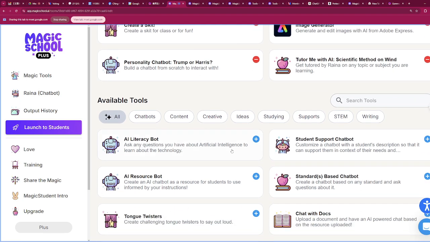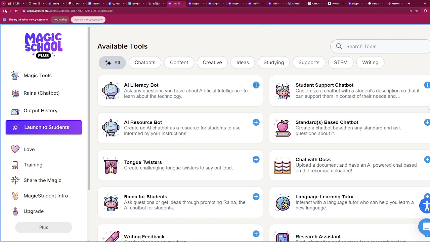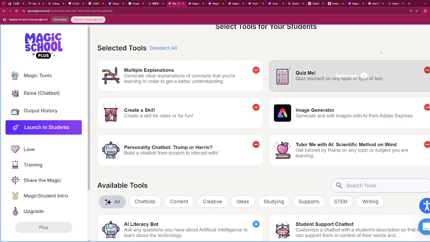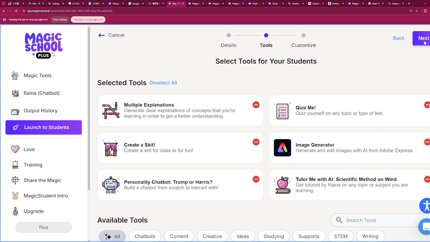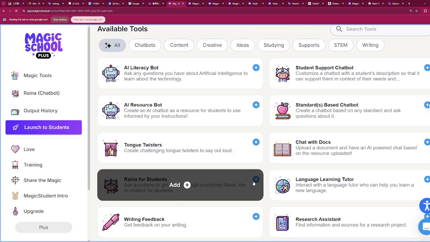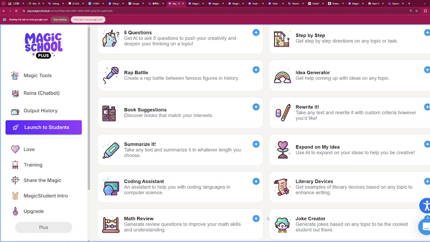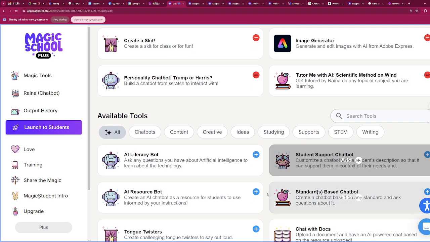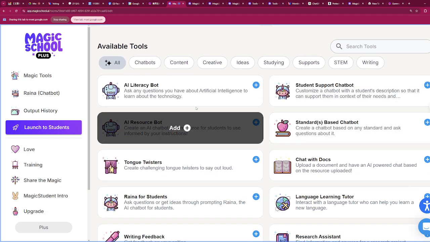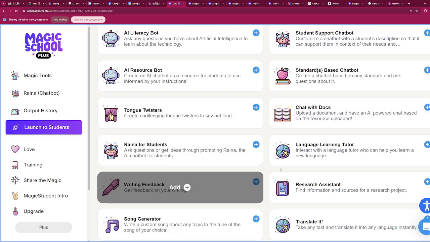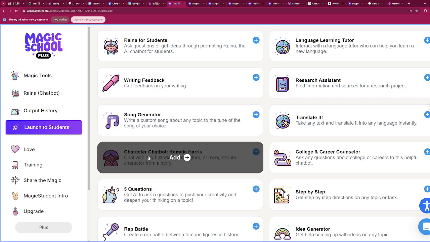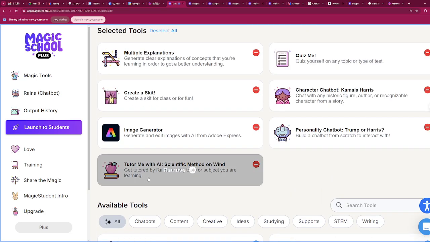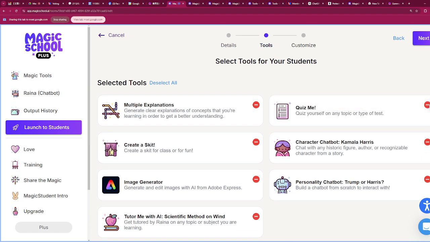Although I put down right. Wait. Did I just click on? Oh. Wait. I should have. Go back. Next. I think I've deleted one of the chat with Kamala Harris parts. But you could add this. You could add these tools to your students. Character chat bot. This one. Add. I just added it back. Okay, so I'm going to hit next.